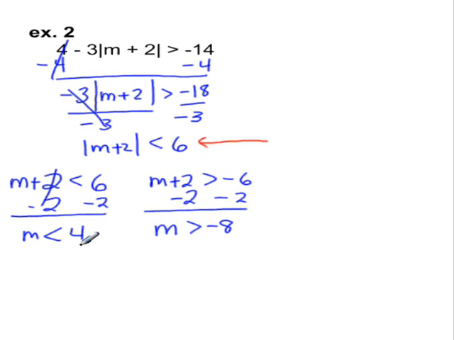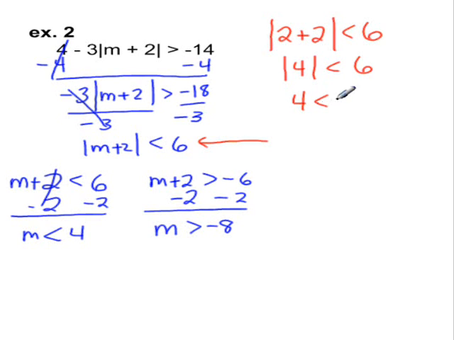A number that's less than 4 is the number 2. So let me try 2. I'm going to put 2 in place of m. So I'm going to write the absolute value of 2 plus 2 is less than 6. Let's check that. 2 plus 2 is 4. Absolute value of 4 is 4. 4 is less than 6, so I know that this one is a good solution to use.